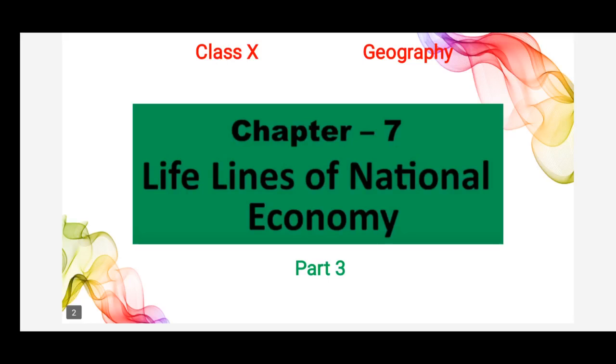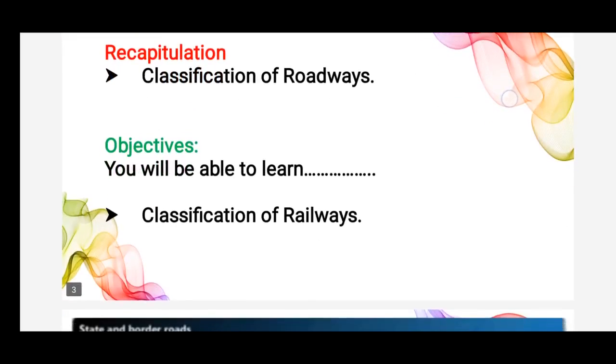In our geography class, we are discussing the lifelines of the national economy, right? In parts 1 and 2, we discussed the lifelines, the importance of lifelines, and the classification of roadways. Those are national roads, state roads, district roads, rural roads, and border roads, right? In today's class, you'll learn about road density and also the classification of railways. Okay, let's go ahead.